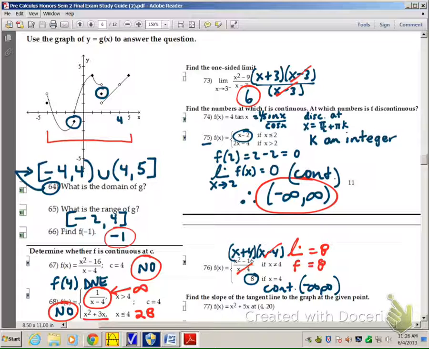Number 77, we switch gears here and we're finding the slope of the tangent line to the graph at the given point. So in order for us to find slope, we want to find f prime, because f prime is the slope. So f prime of x is 2x plus 5, and you should know that f prime depends on the x, and so f prime at 4. So f prime at 4 is equal to 2 times 4, which is 8, plus 5 is 13. And that's the slope at that point. 13 is the slope at that point.